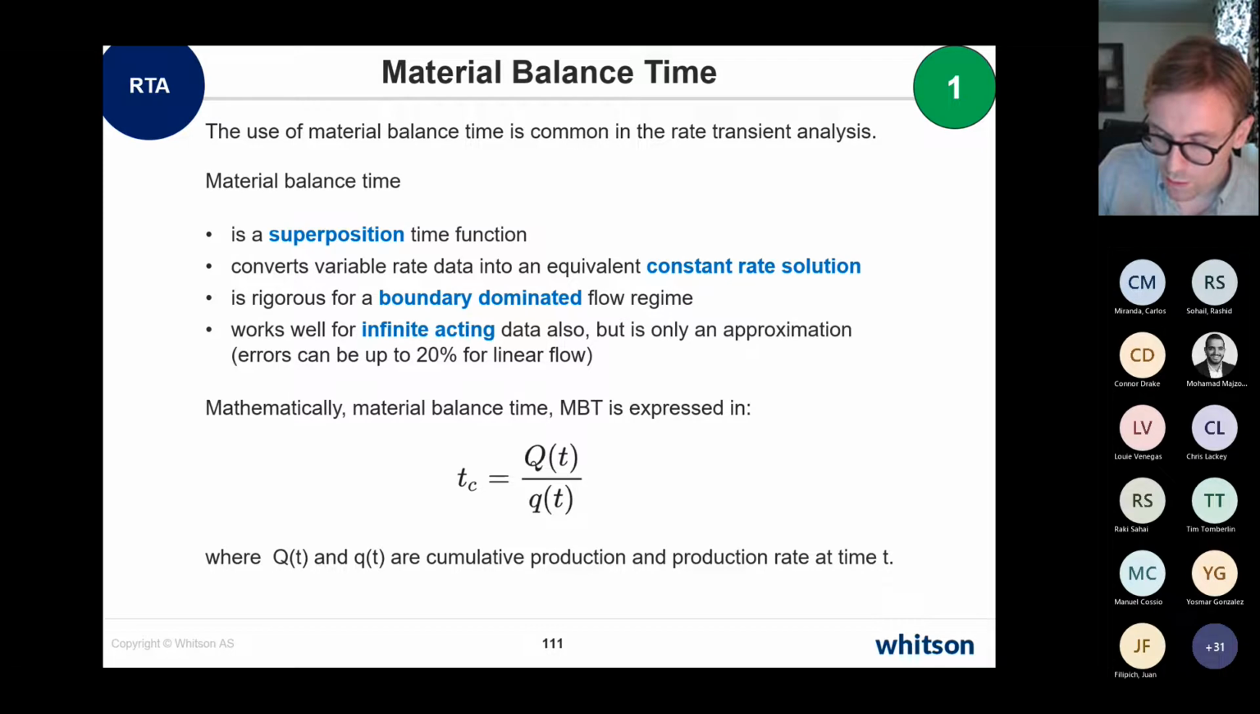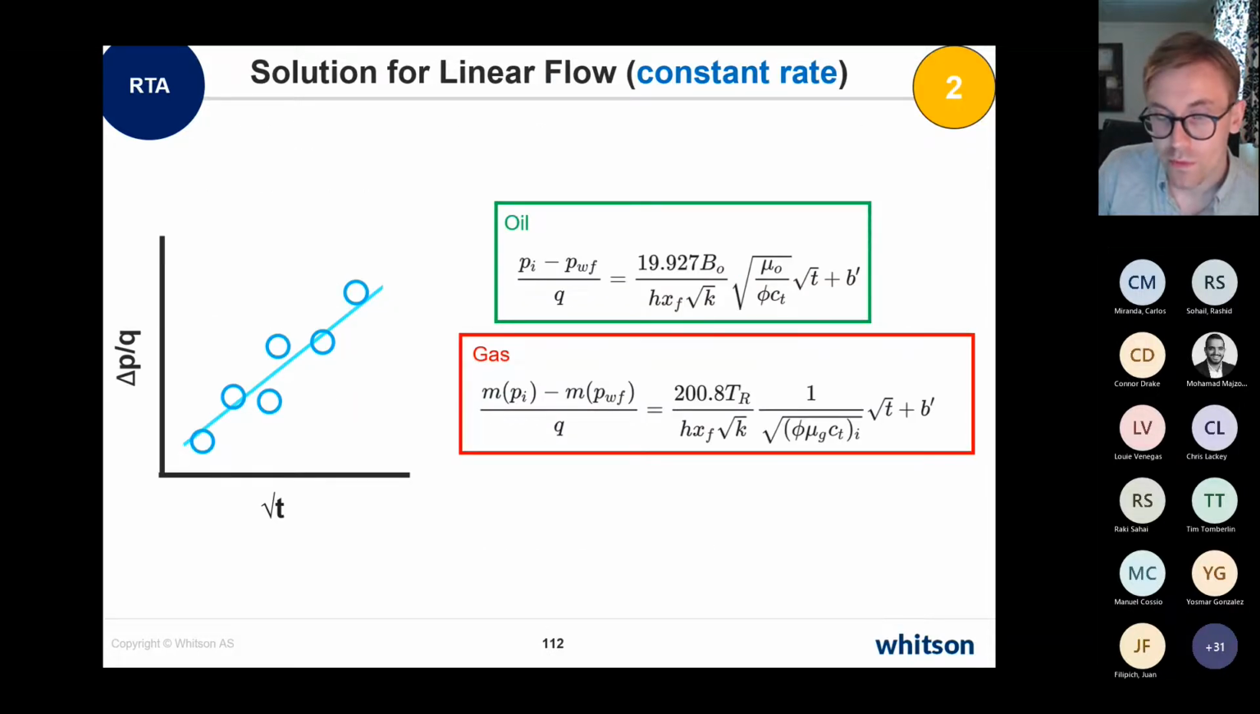The solutions for the slope, for instance, that I talked about, for constant rate, have been derived by very sharp folks many times in the past for linear infinite acting flow. And we know that on the square root of time plot, if we plot rate normalized pressure versus square root of time, we should get a straight line on that plot as long as we are in infinite acting flow. And if we are in infinite acting flow, the data should follow this relationship right here.